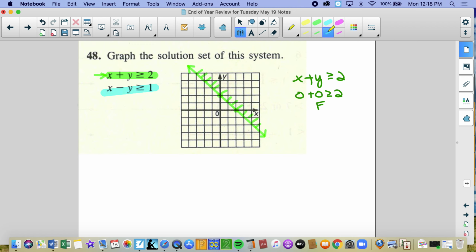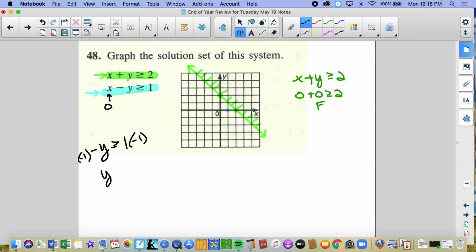And now let's do the blue equation. My x-intercept is going to be 1, and then my y-intercept, this is a little tricky. We might have to do a little bit of work here. So if x is 0 for y-intercepts, we end up with this. We have to multiply by negative 1 on both sides.